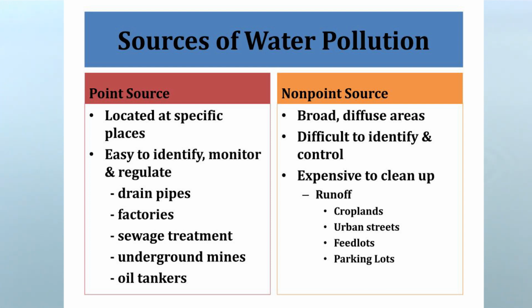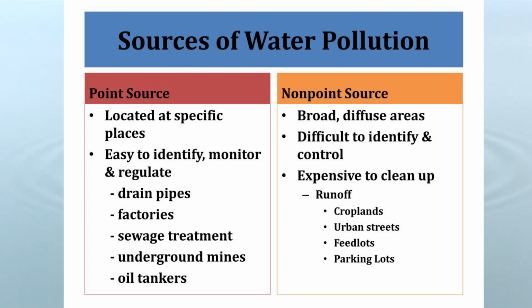For example, drain pipes can be managed very easily. Factories: the effluent coming from a particular factory can be monitored in a very perfect manner. Sewage treatment, which comes from a particular house or a particular society. Underground mines. These are a few of the point sources.